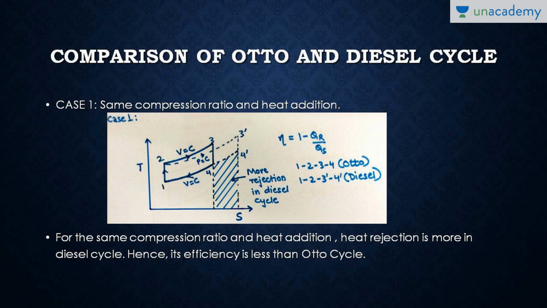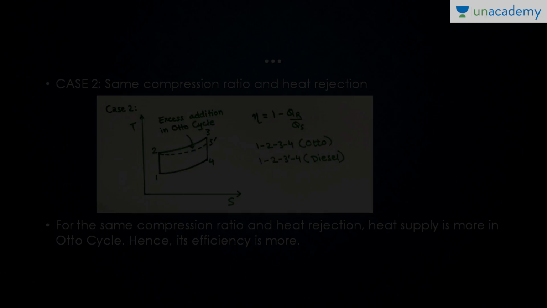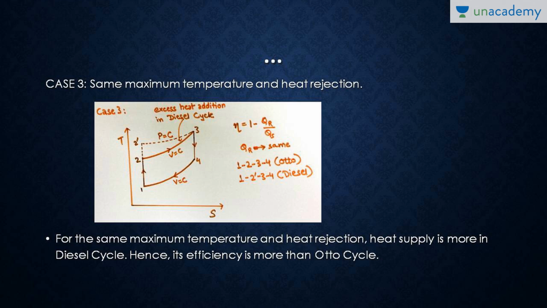Similarly, in case 1 as well, for same compression ratio and heat addition, Otto cycle has more efficiency than diesel cycle. Next, case 3 is same maximum temperature and heat rejection. You just have to see which points are fixed. Same maximum temperature would be at point 3, and heat rejection is from 4 to 1. So where we are starting is, we are starting simply from 1 2 3 4.